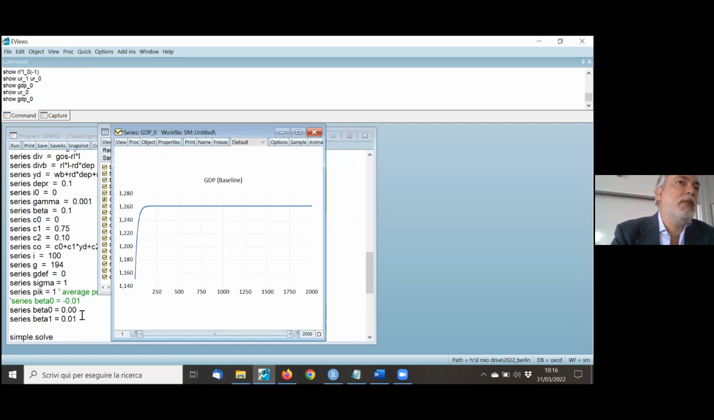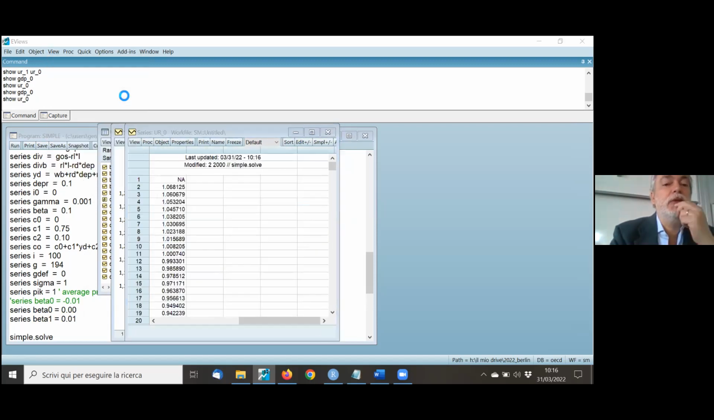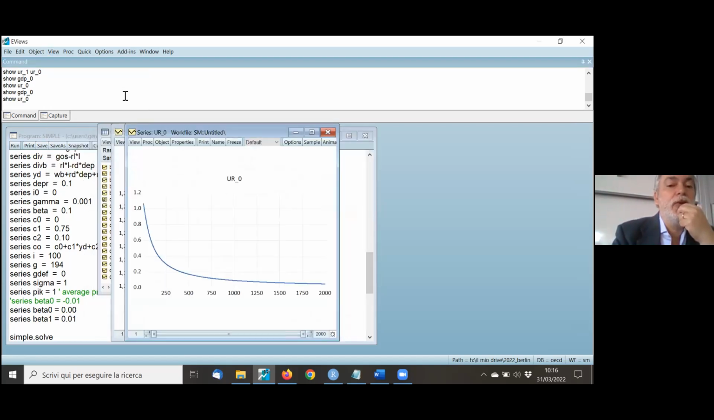Now 0 is reasonable. So 0 is saying that the growth rate of the stock of capital only depends on the utilization rate, and we get a stable GDP, a stable utilization rate, which will be lower than what we had. It is converging to a very low value.